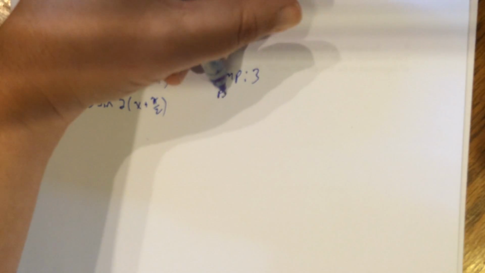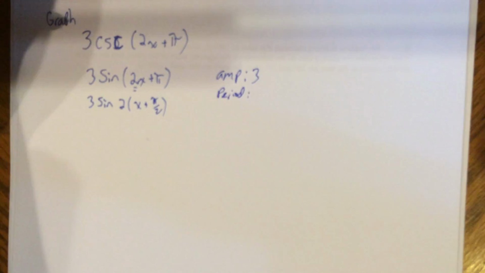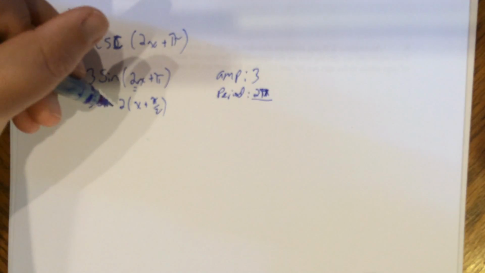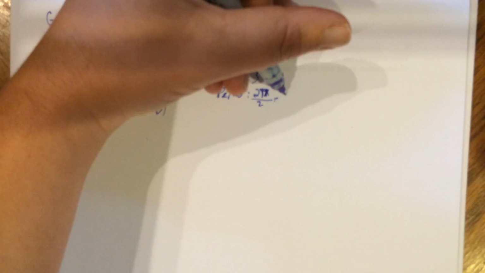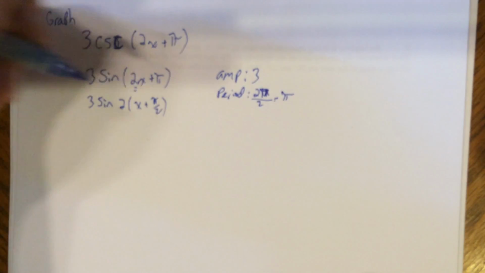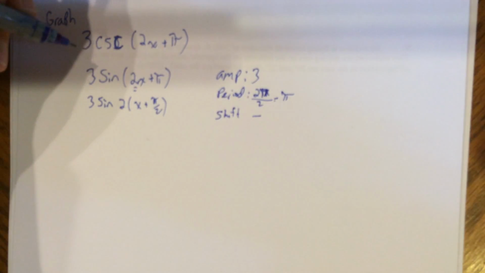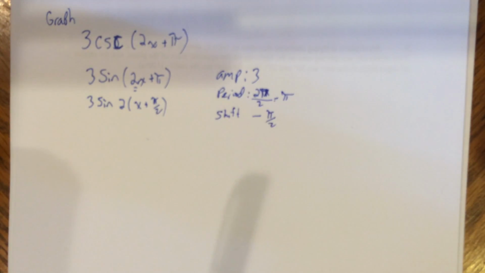So my period is going to be 2 pi. The period of sine is 2 pi. Sorry, 2 pi came out looking a little weird because I started writing sine. Divided by 2. So my period of this one is just going to be pi. And this one's going to have a shift. It's going to shift left, so negative pi over 2. Okay, so I got all that.